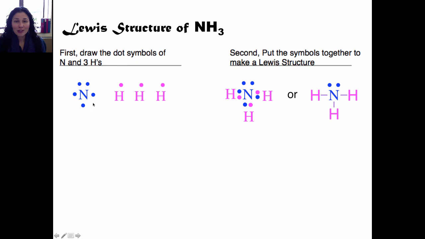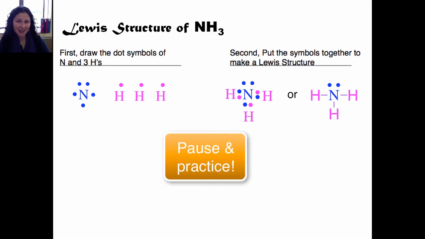Also, I've conserved the number of electrons. I started out with 5 electrons from nitrogen and 3 from hydrogen, so a total of 8. And I've ended up with 8 in my Lewis structure: 2, 4, 6, 8. So all of my bonding schemes are correct, and I've written the right number of electrons, so this is a valid Lewis structure. Now is a good time to pause the video and complete the questions that are on this part of the activity for practice. Make sure to check your answers against the key.